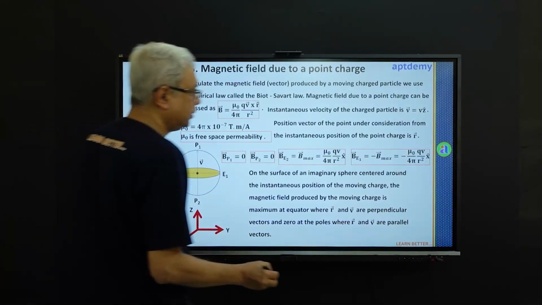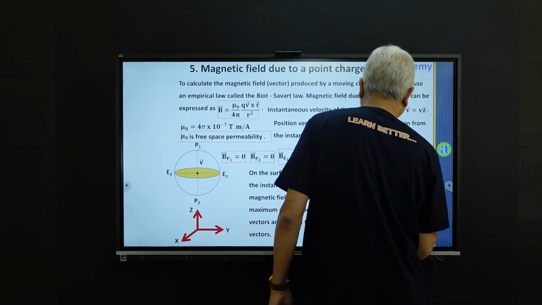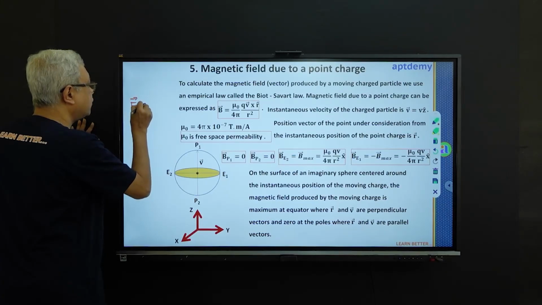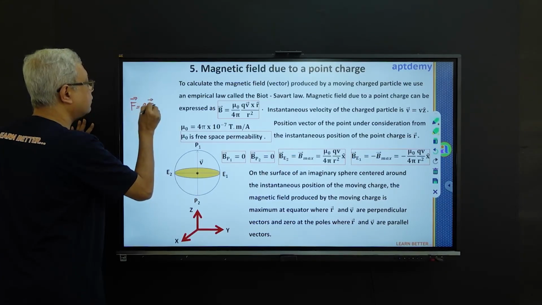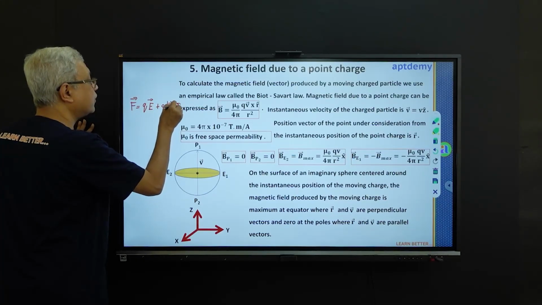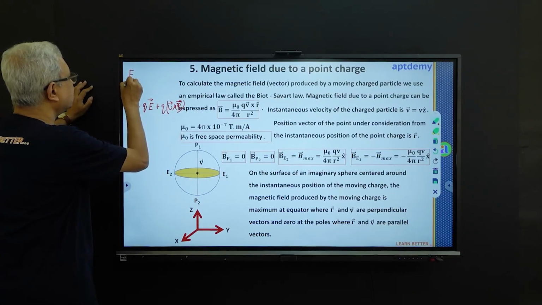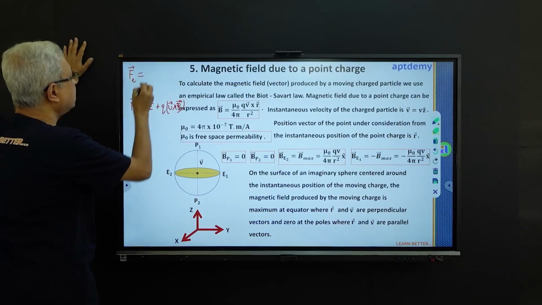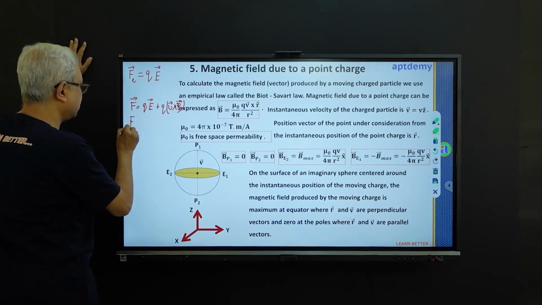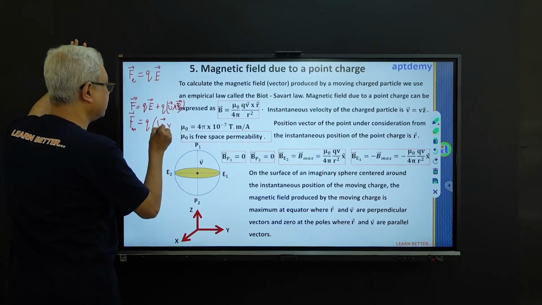So, the force experienced by a charged particle is F equal to QE plus Q V cross B. If only an electric field is there, the force due to the electric field is Q times E. If there is only a magnetic field, the force is Q V cross B.